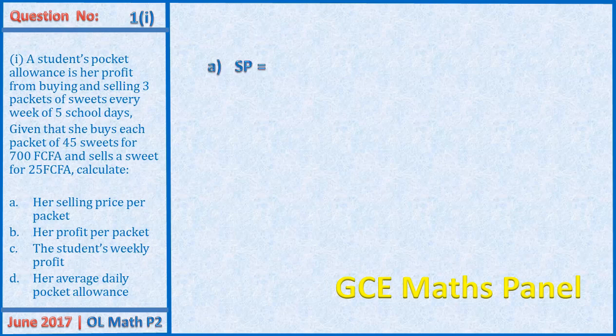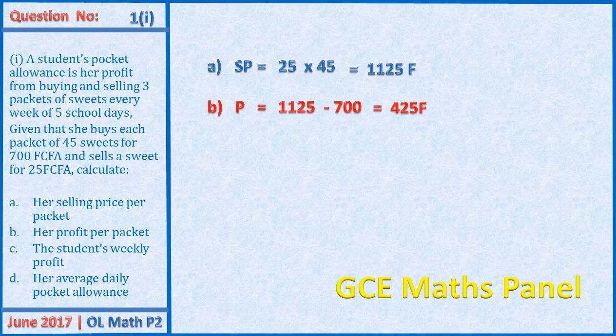Alright, so her selling price for one packet. She sells one sweet for 25 francs. So her selling price will be 25 times the number of sweets in the packet, which is 45, giving us 1,125 francs. Her profit per packet: she sells a packet at 1,125 and she buys it for 700 francs. So the profit is the difference, which gives us 425 francs. Then the student's weekly profit. Remember that each week she buys 3. So her weekly profit should be this profit times 3. That gives us 1,275 francs.